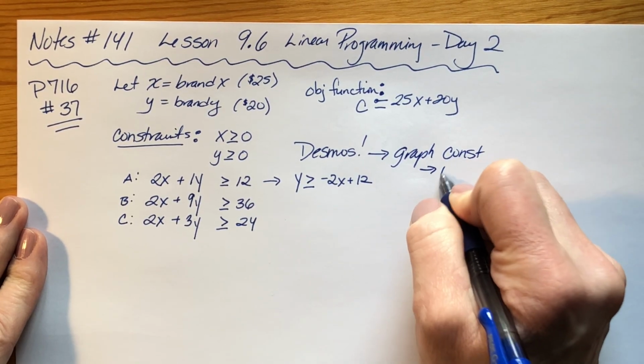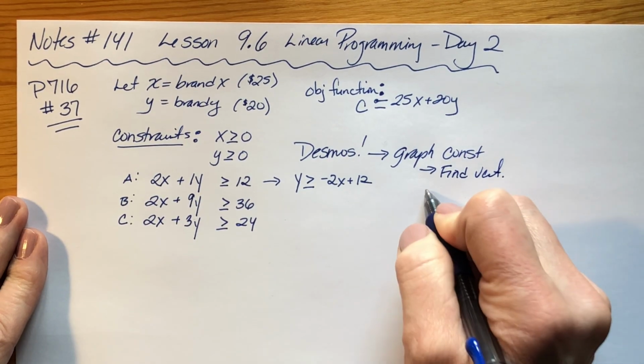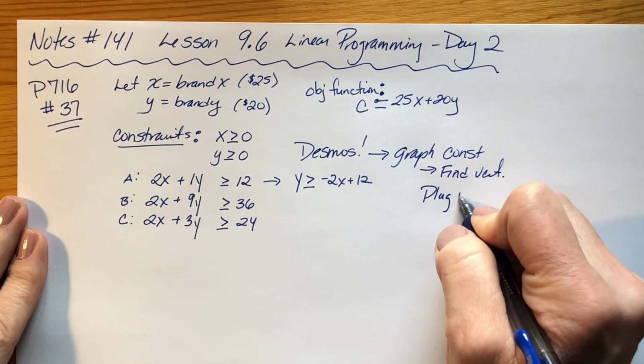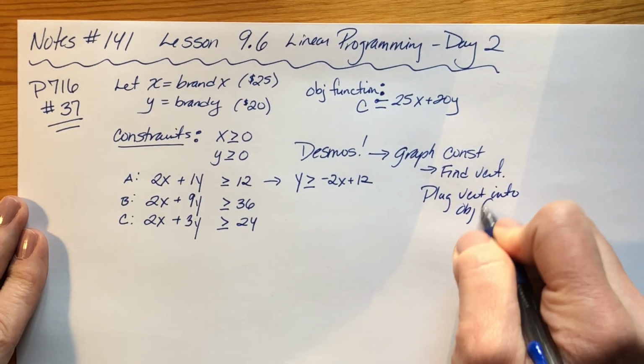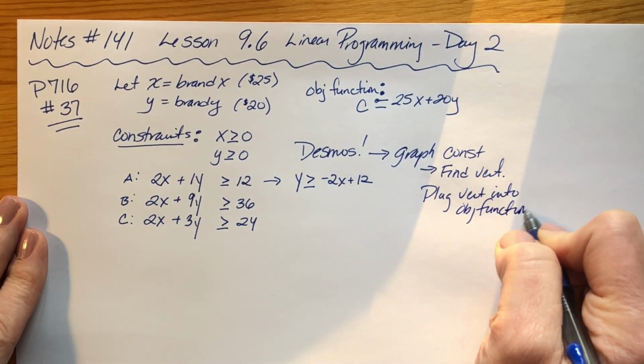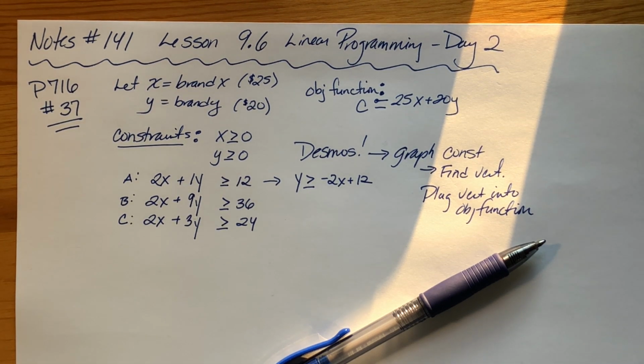Then I want you to find the vertices, and then plug the vertices into the objective function, so that we can figure out which kind of dog food we should buy and how much we should mix together. Because it says, what is the optimal number of bags of each brand that should be mixed? What is the optimal cost? So they're asking for what is X, what is Y, and what's it going to cost? Okay, have fun.